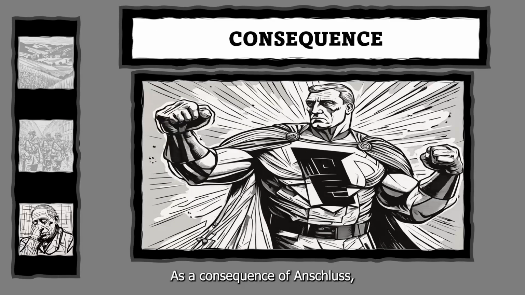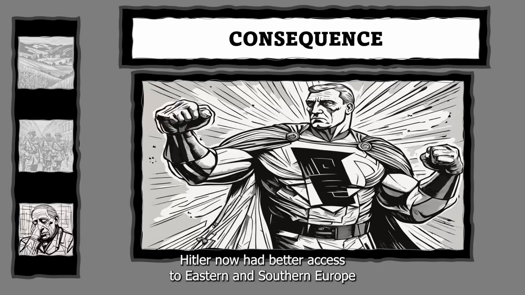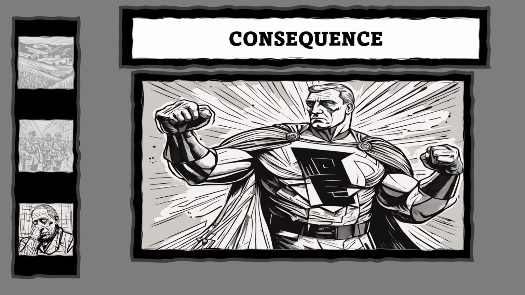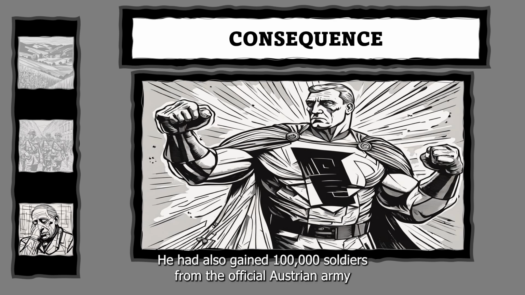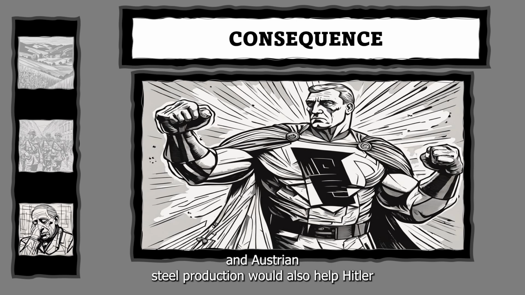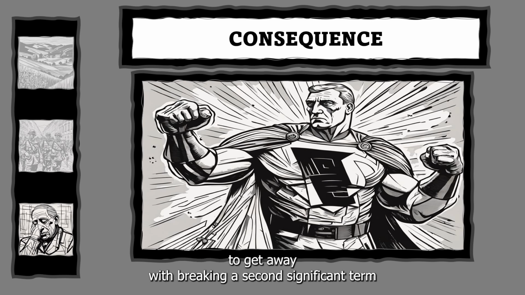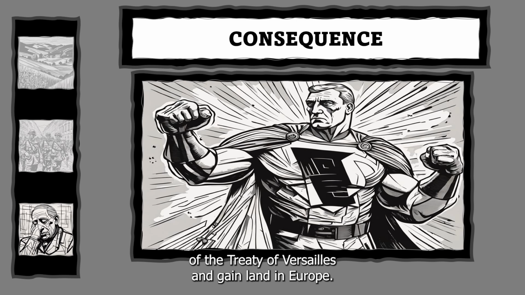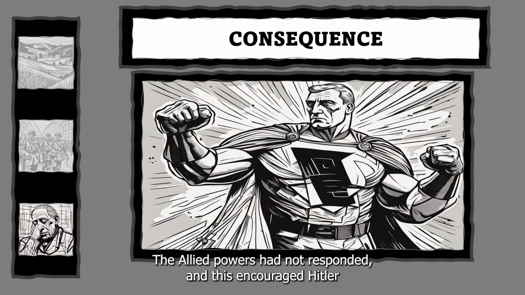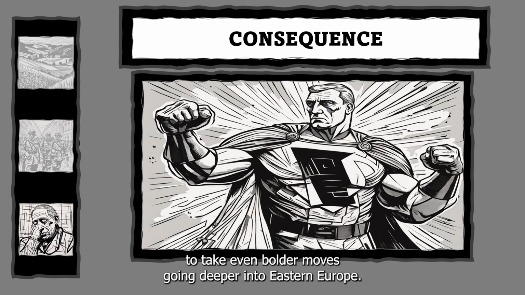As a consequence of Anschluss, Nazi Germany grew even more in power. Hitler now had better access to Eastern and Southern Europe, so that he could continue his Lebensraum program. He had also gained 100,000 soldiers from the official Austrian army, and Austrian steel production would also help Hitler in his continued rearmament program. Perhaps most importantly, though, was that Hitler had managed to get away with breaking a second significant term of the Treaty of Versailles and gain land in Europe. The Allied powers had not responded, and this encouraged Hitler to take even bolder moves, going deeper into Eastern Europe.